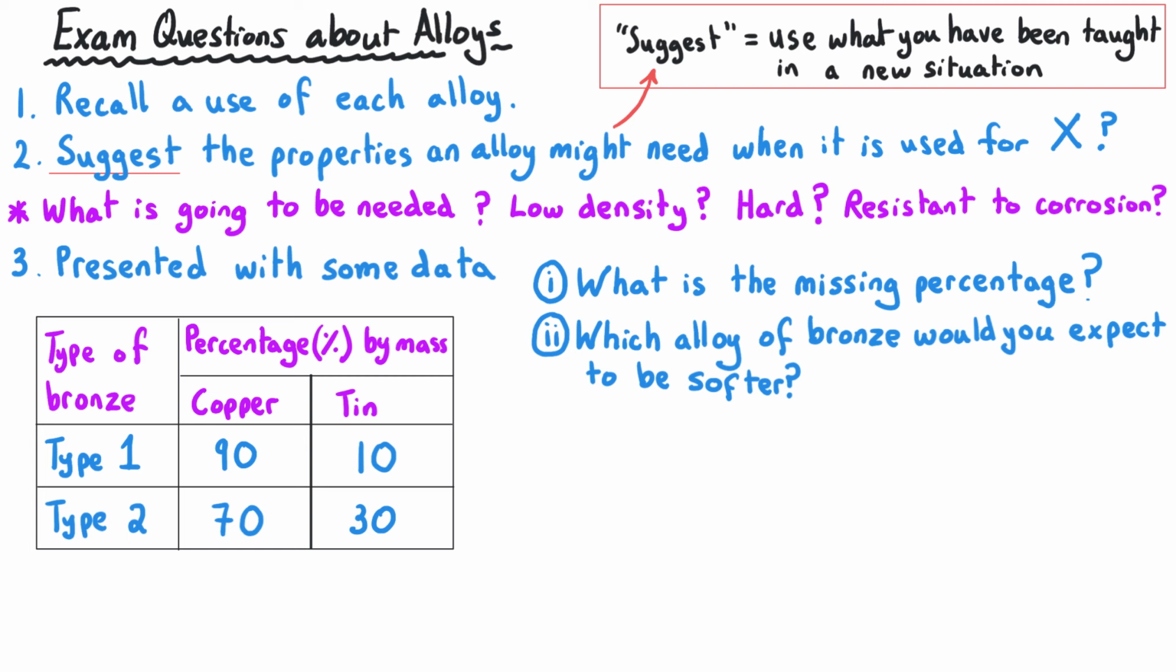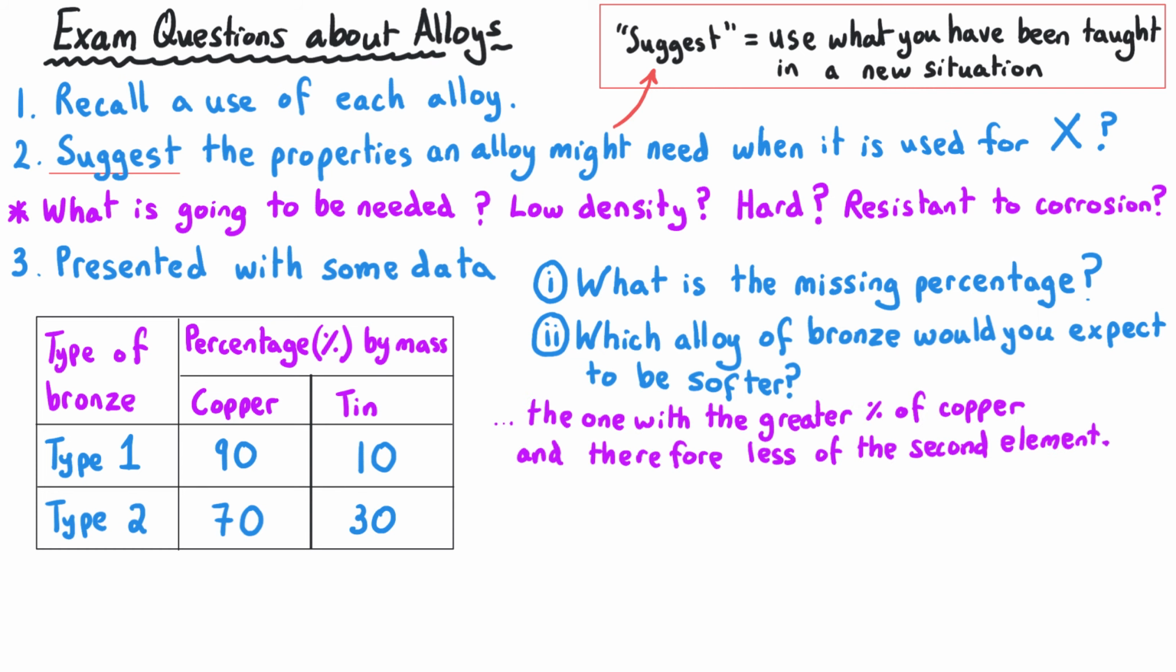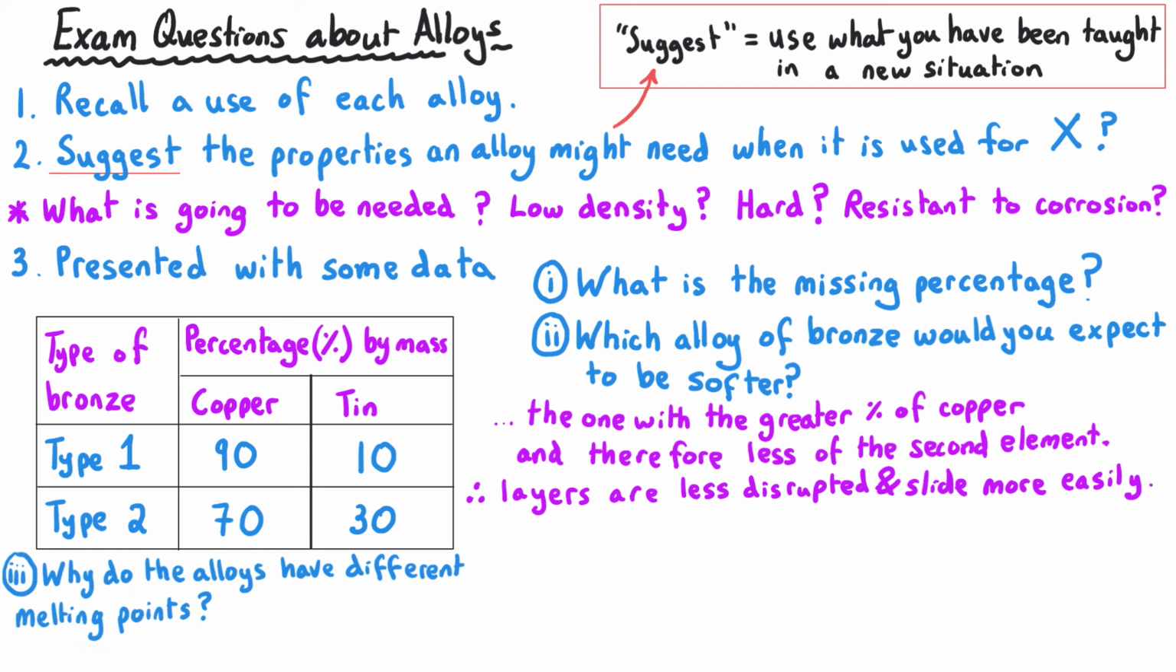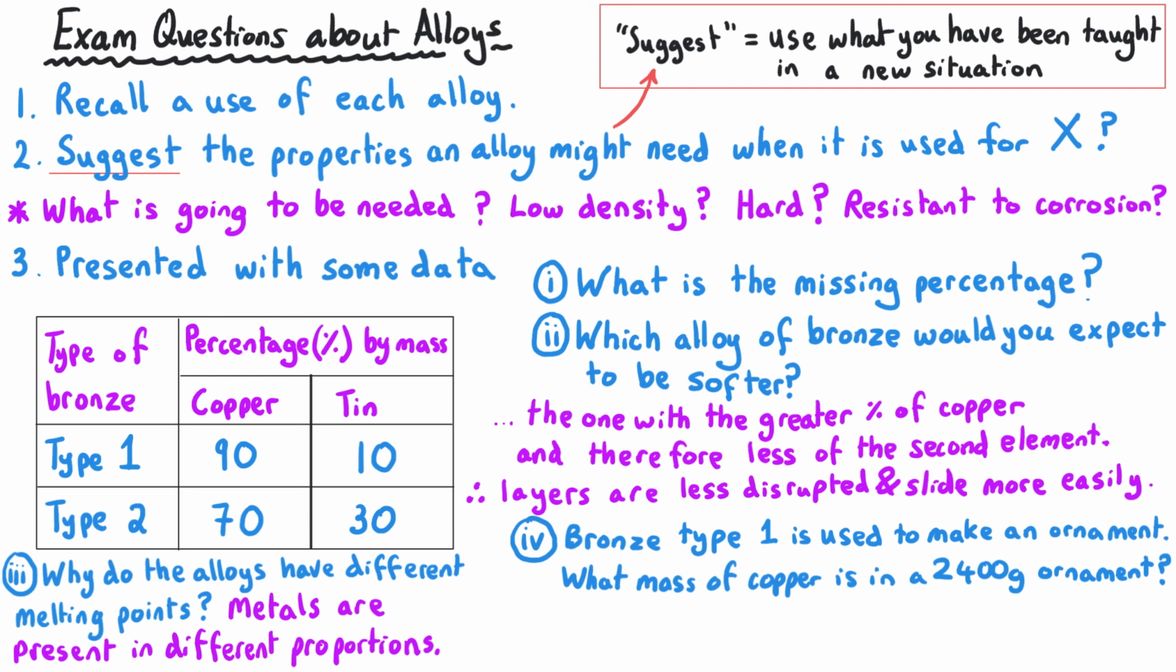They might say, which of these alloys would you expect to be softer? And that would be the alloy of bronze that has got the greater proportion of copper, because that means there'll be less of the atoms of tin, and that means the layers in the alloy will be less disrupted, and they'll be able to slide over each other more easily. Or they might say, these two alloys have got different melting points. Suggest why. And that would be because of the different proportions of the metals, or the different percentages of the metals.